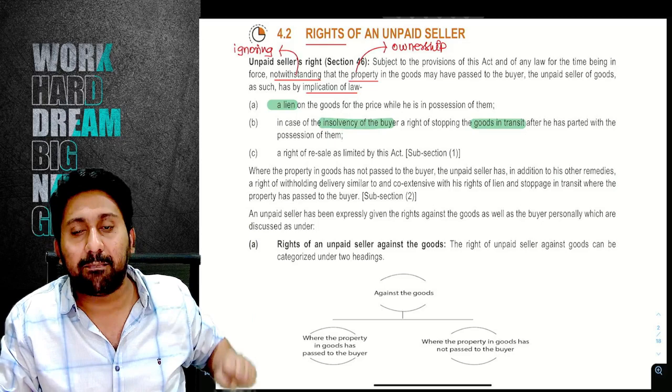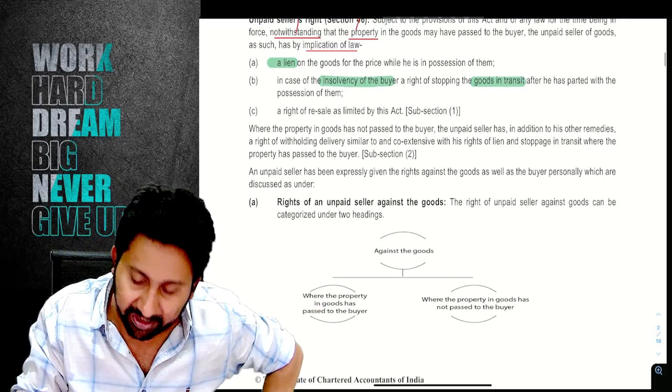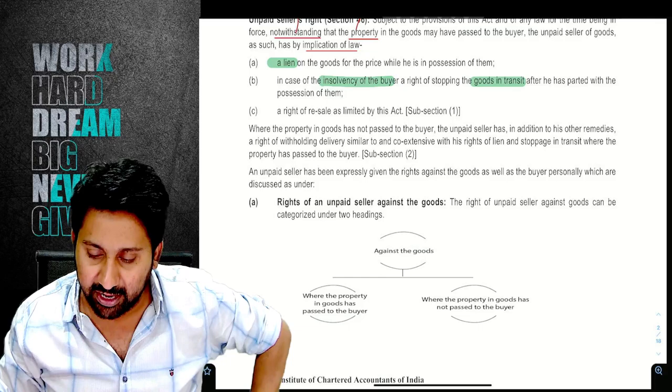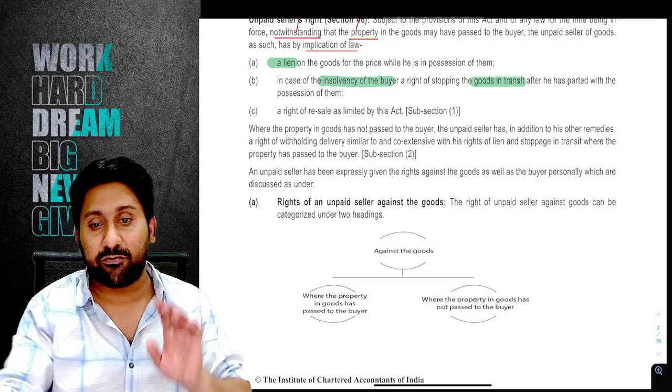Next, right of resale. What is this right? We will discuss it at the end of this particular concept called the unpaid seller. It will come at the ending of the unpaid seller chapter. How that will be, we will see at the end.